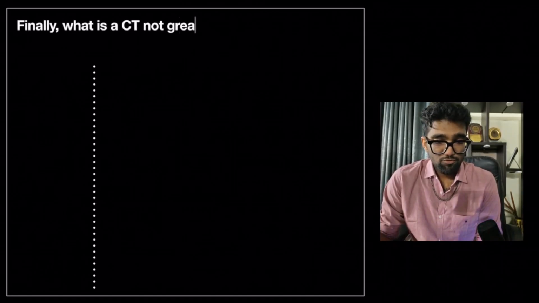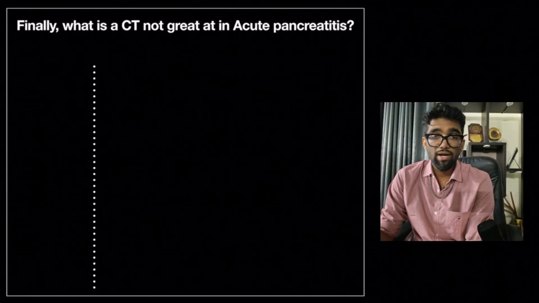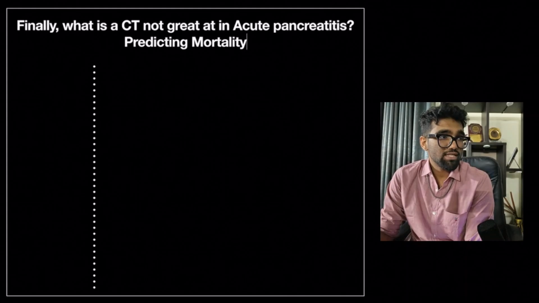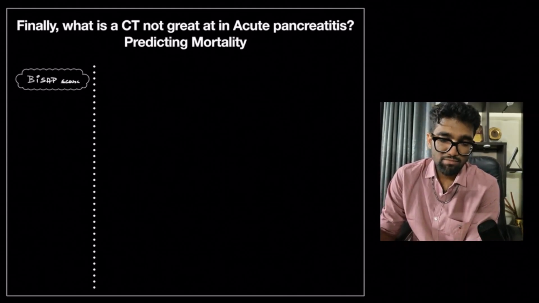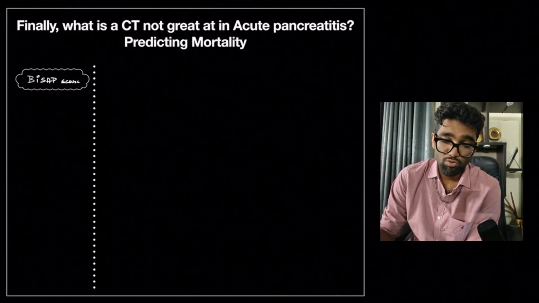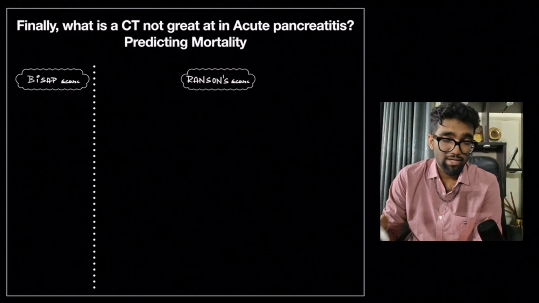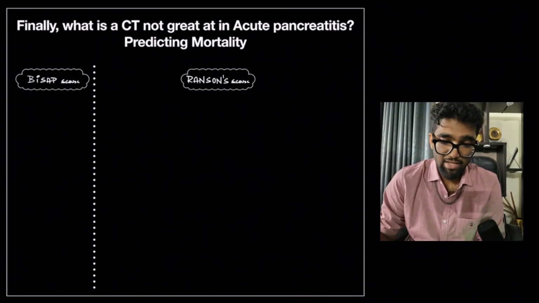Okay. So finally, let's try to finalize what CT is good at doing in acute pancreatitis and what it is not that good at doing. CT is actually not very good at predicting mortality. It is much better at predicting morbidity. So what actually is good at predicting mortality? It is the clinical scores. Based on these scores we divide pancreatitis cases into mild, moderately severe, and severe. There are two classically described scores, the BISAP score and the Ranson score.